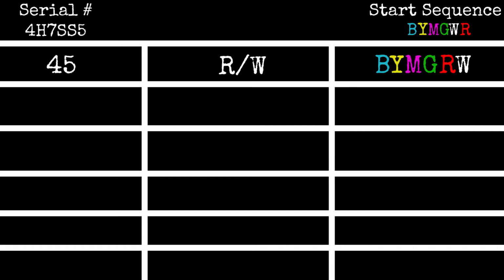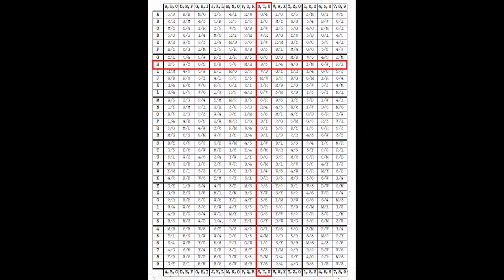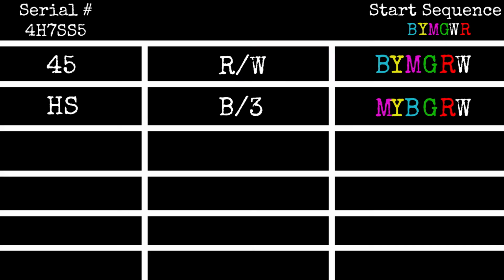We need to do this 5 more times, but now with shifting the first character over to the right one and the last character to the left. This means our characters are now H and S. The grid gives us B/3. This means to switch blue with whatever light is in the third position of the cycle. Our cycle now is magenta, yellow, blue, green, red, white.